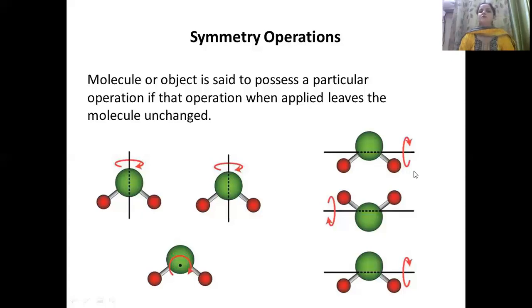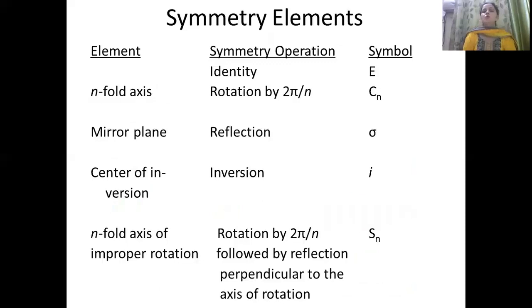Then this molecule possesses some symmetry operation. So what is a symmetry operation? If I am operating something on the molecule and that is leaving the molecule unchanged, that means the molecule is said to have that particular symmetry operation. So we have different symmetry elements and symmetry operations. These are the very basic things that we are going to study in the subject of symmetry and group theory. We have 5 symmetry elements and 5 symmetry operations. They are symbolized through different symbols.